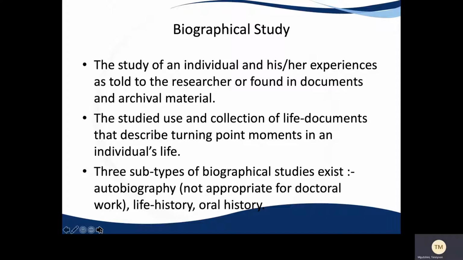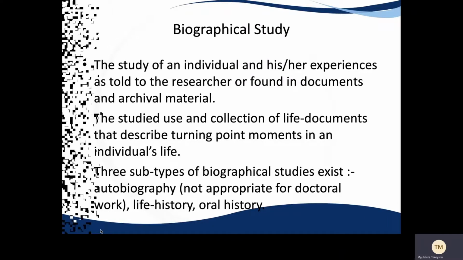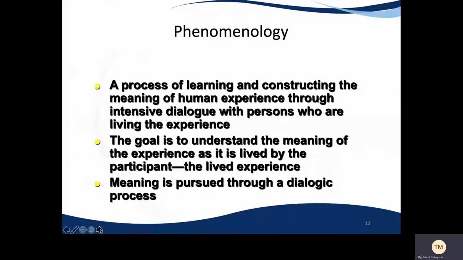Another type of biographical study is life history and oral history. Life history is basically where people do a biographical study, but they study life history as presented in documents, and oral history is studying a person, but doing so through oral formulations and oral feedback and oral submissions that people make about you.